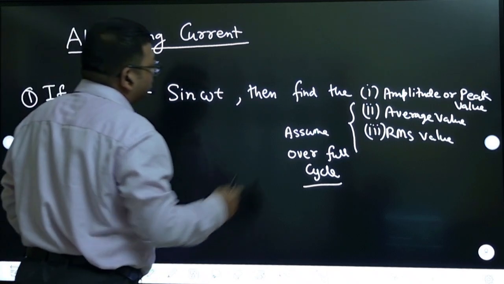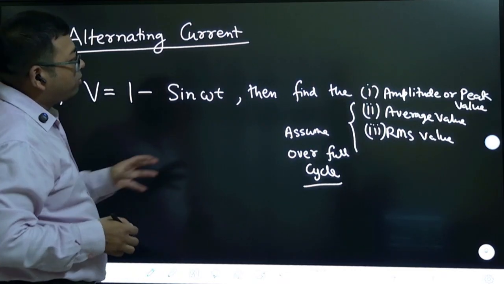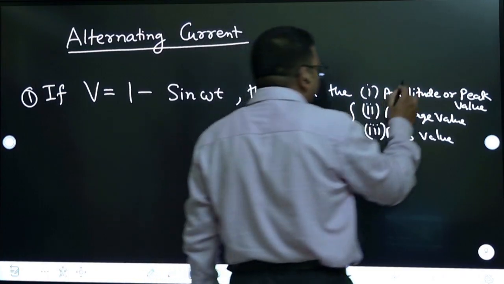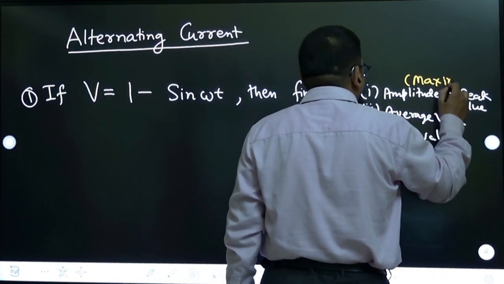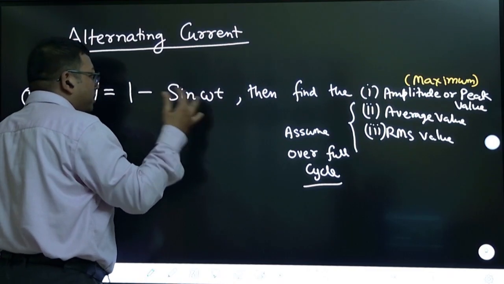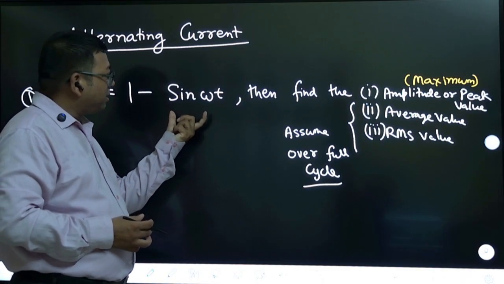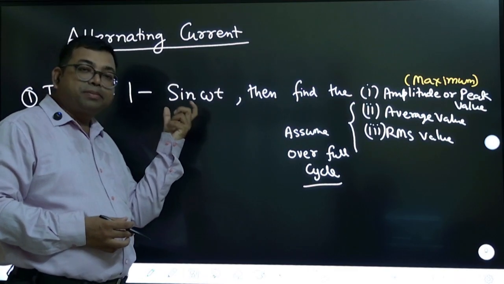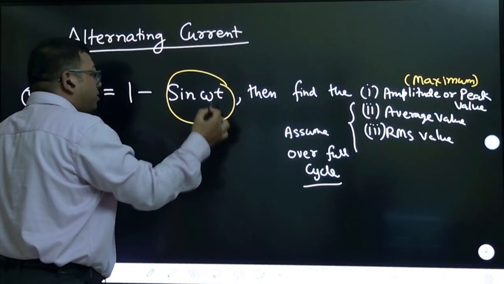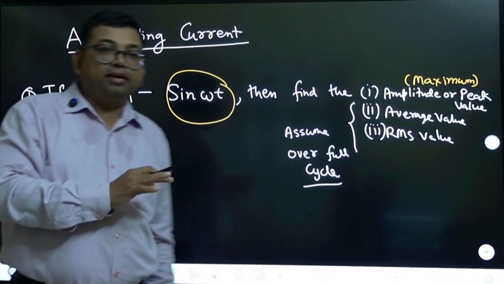Okay, so let us do the first question. The first question is amplitude or peak value. Amplitude or peak means maximum value. That means I want to calculate the maximum value. If I want the maximum, you should know 1 minus sine is there. So we are subtracting sine theta. If you are subtracting here and you want the maximum, you must subtract the minimum value, right? Because you are subtracting it, this should be minimum, because if this is minimum, then this whole thing will be maximum, right? Clear? You getting this?